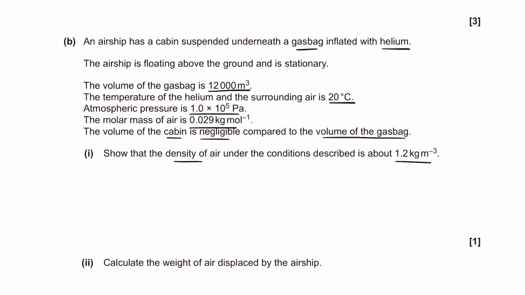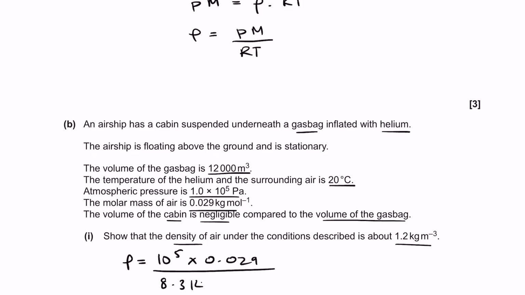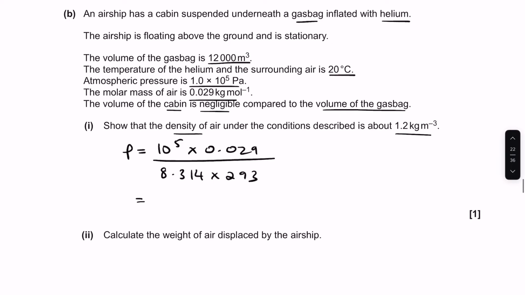So that's relatively simple. You just have to plug the numbers into the formula that we just proved. So we have 10 to the power of 5 times 0.029 divided by 8.314 times 293 kelvins, and then that will give me 1.19 or 1.2 kilograms per meter cubed. So two significant figures.